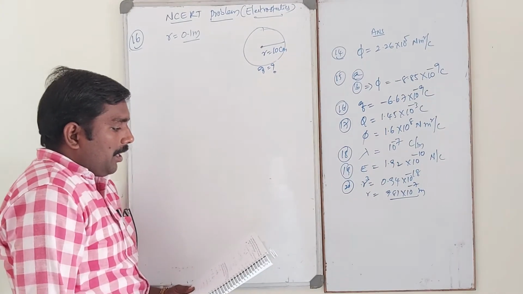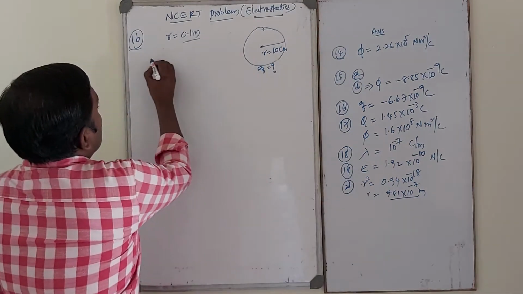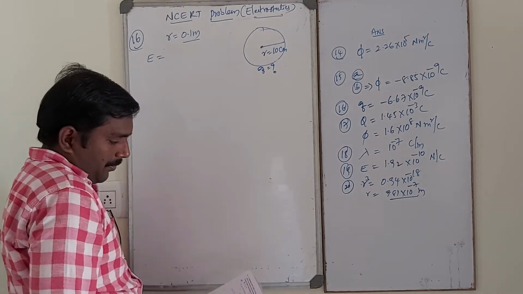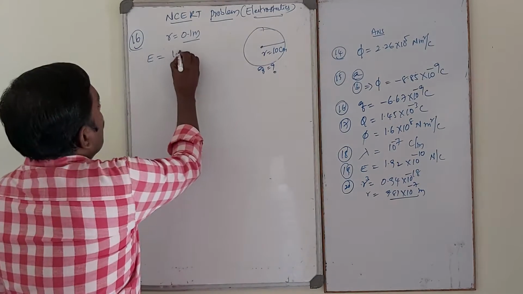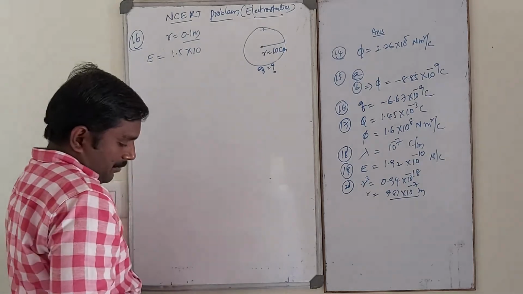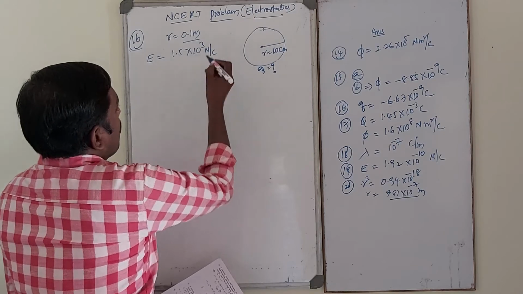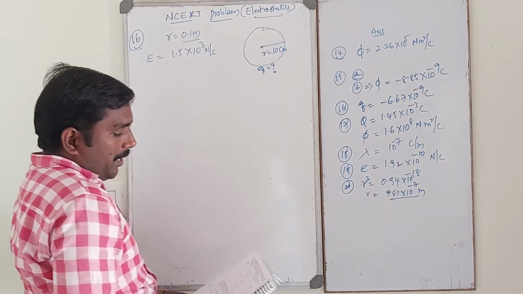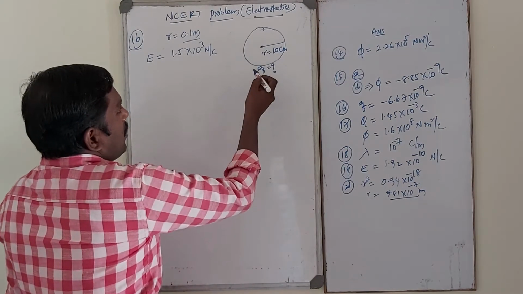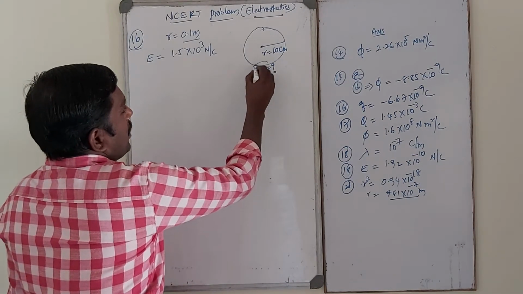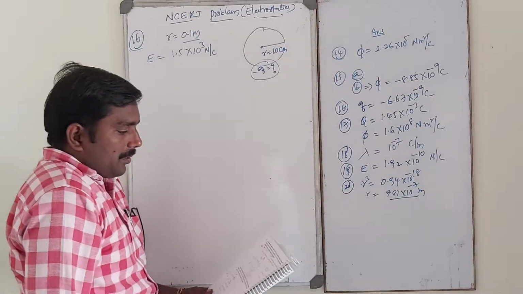If the electric field 20 centimeters from the center of the sphere is, see dear students, electric field will be given. So if the electric field 20 centimeters from the center of the sphere is 1.5 into 10 to the power of 3 Newton per Coulomb, and points radially inwards. See dear students, points radially inwards. That means it is a negative charge. Okay. So please remember it.